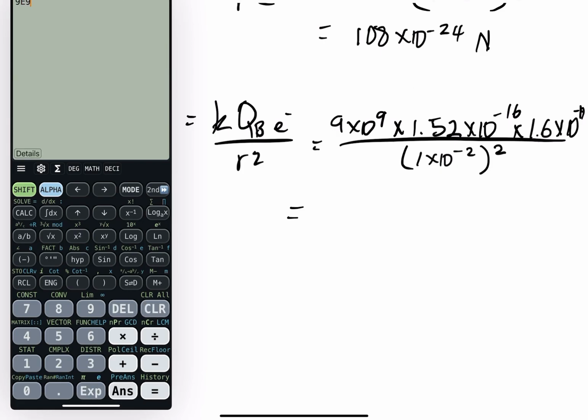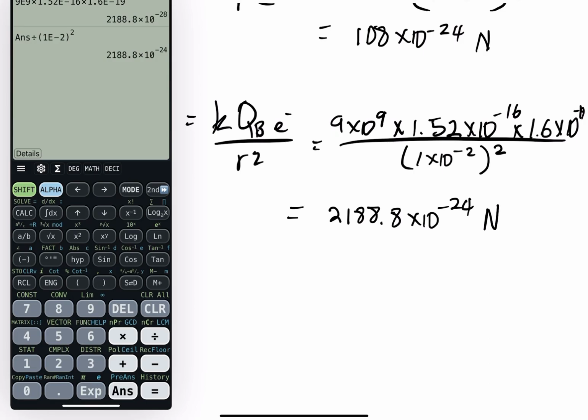So that's 9 exponent 9 multiplied by 1.52 exponent negative 16, multiplied by 1.6 times 10 exponent negative 19, right? This is just at the top. Okay, and we divide that by 1 exponent negative 2, but remember we square that. Okay, so we get an answer of 2188.8 times 10 negative 24.